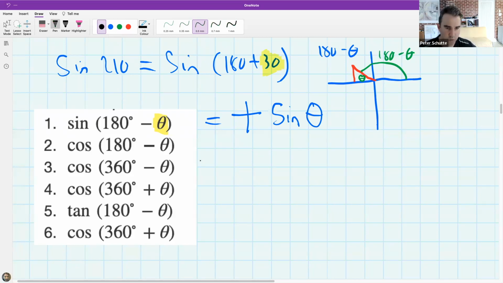See if you can do number 2. I want you to try and do number 2 by yourself using the reduction formula. And someone can either come online and tell me how to do it or pop it in the chat.